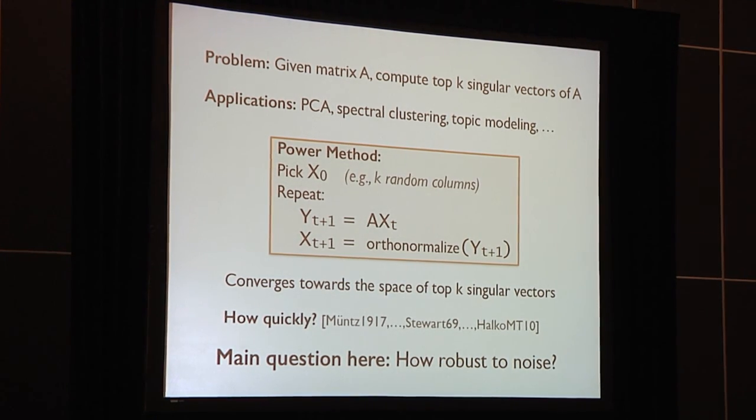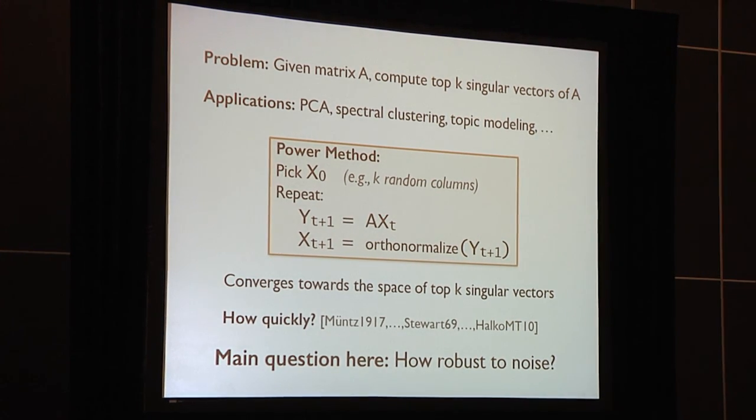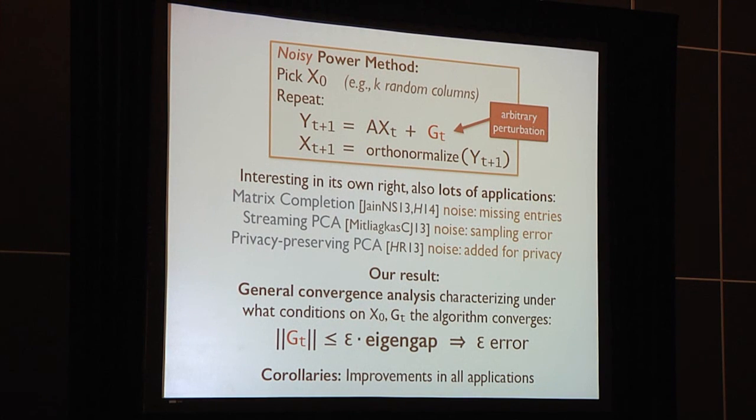How quickly this happens has been studied for something like 100 years, but there are still intriguing questions left to be understood, and the one we picked out here is how well does this algorithm converge, or how quickly does it converge in the presence of noise? Okay, so this leads to a meta-algorithm, or a whole family of algorithms that we analyze, called the noisy power method, which is exactly the same as before, except there's now some perturbation, g sub t, that nature deals you, that perturbs your matrix product. Okay, so there's a perturbation that's arbitrary, no assumptions on it are made, and you want to understand how that affects the convergence behavior of this algorithm.